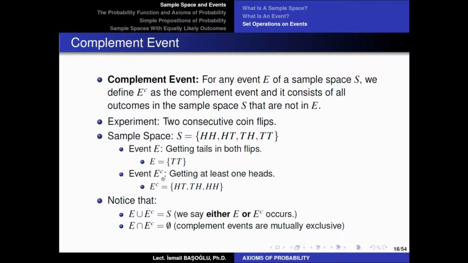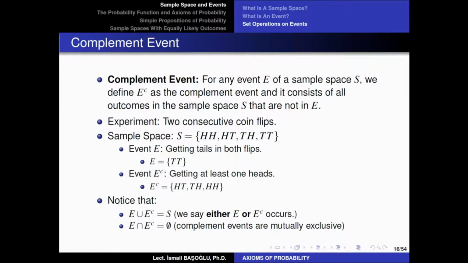Now, the event E complement, of course, is also another event because it is also a subset. It is going to contain anything else, anything else that is not contained in E. Every other outcome in the sample space which is not contained in E is going to give us E complement, and E complement means getting at least one hex. As you can see, in any other outcome, we observe at least one hex.